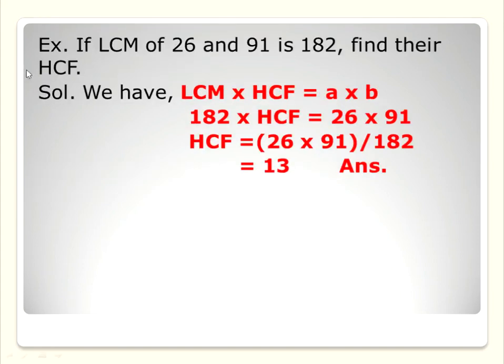For example, if LCM of 26 and 91 is 182, we have to find their HCF. We use this relation, product of LCM and HCF equal to product of the numbers. Put the values of LCM equal to 182, value of a equal to 26 and value of b equal to 91. We find the value of HCF equal to 13, which is the required answer.